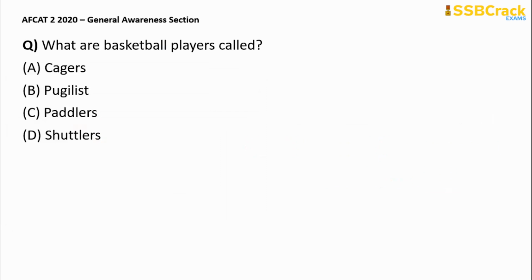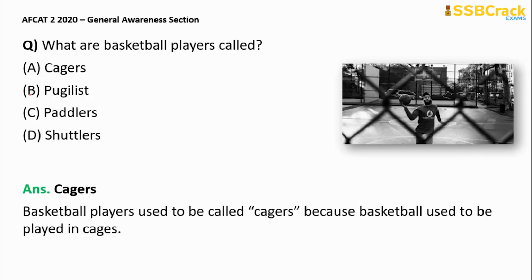First question was, what are basketball players called? Cagers, pugilists, paddlers, shuttlers. They are called cagers because basketball used to be played in cages.